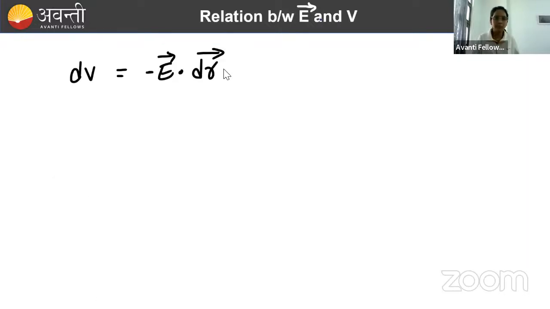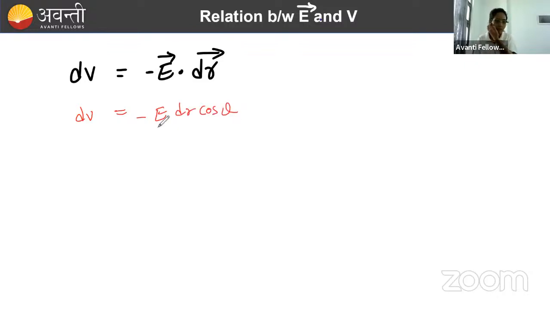Next is your relation between E and V. We already have studied this relation also. So dV equal to what? Again, potential is a scalar quantity. So dV is the dot product of two vectors, E and dr. E is electric field, dr is position vector. So dV equals minus E dr cos theta.